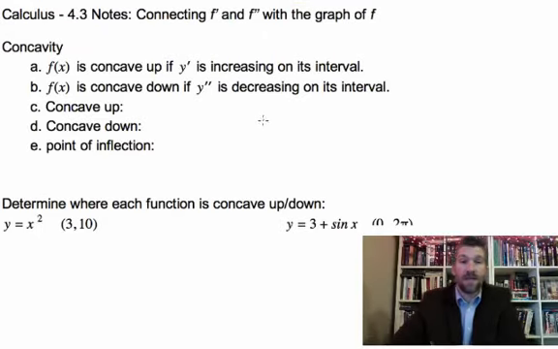All right, concavity. That's going to be tied in with the second derivative. So f of x, our function, is concave up if y prime is increasing on its interval. So y prime has to increase. f of x is concave down if y prime is decreasing on its interval. So this needs to be double prime right here. So that's a whoopsie instead of prime.